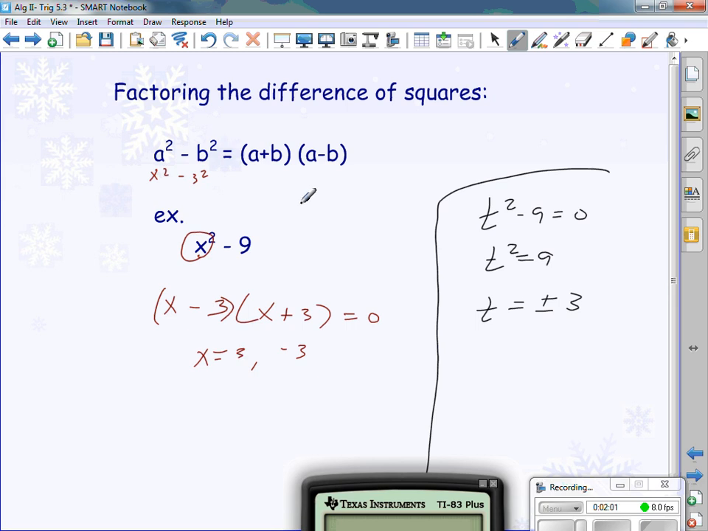Do you understand the shortcut? Instead of having to do the work, if you see a problem like x squared minus 36, can I pull anything out? No. Can I take the square root of the first term? What's the square root of x squared? X. 6. Automatically, because it's a negative in the middle, (x plus 6)(x minus 6). I don't have to sit and think of what times what.